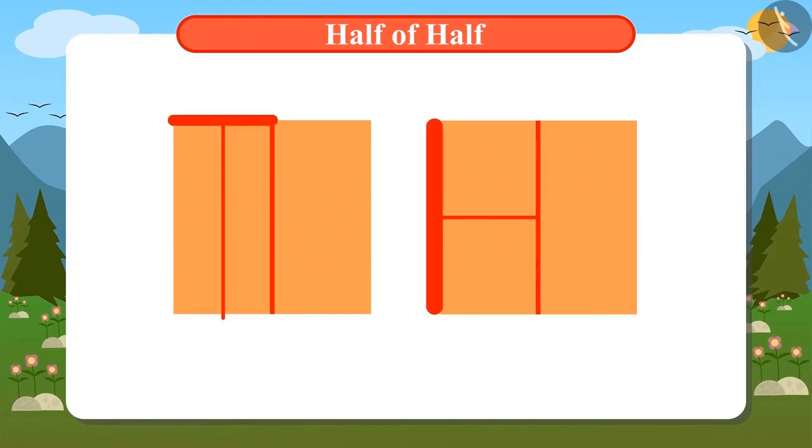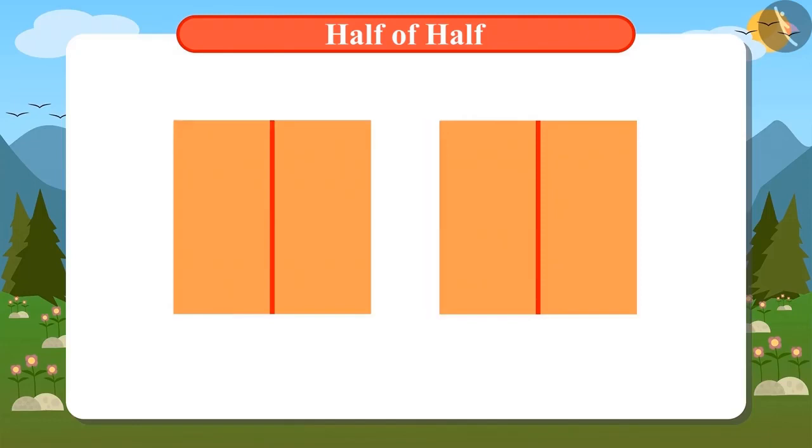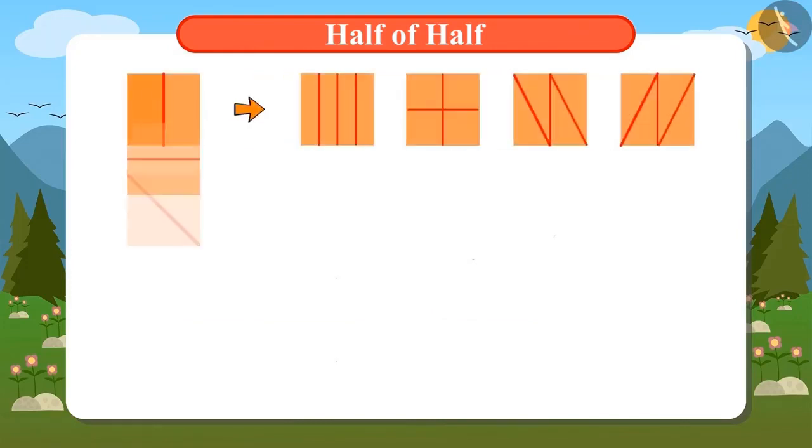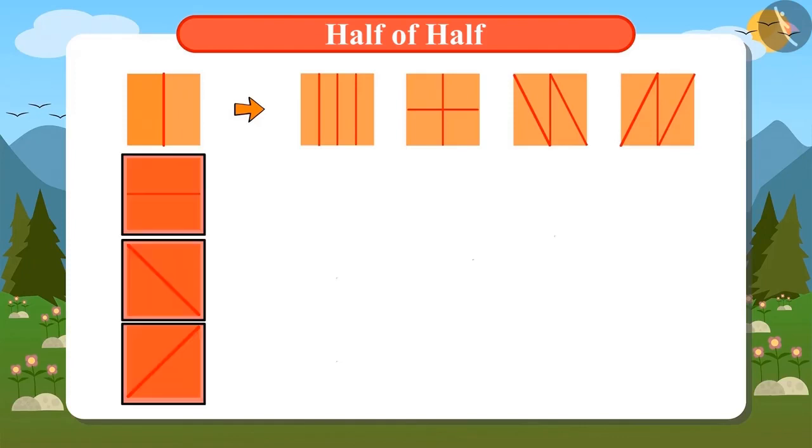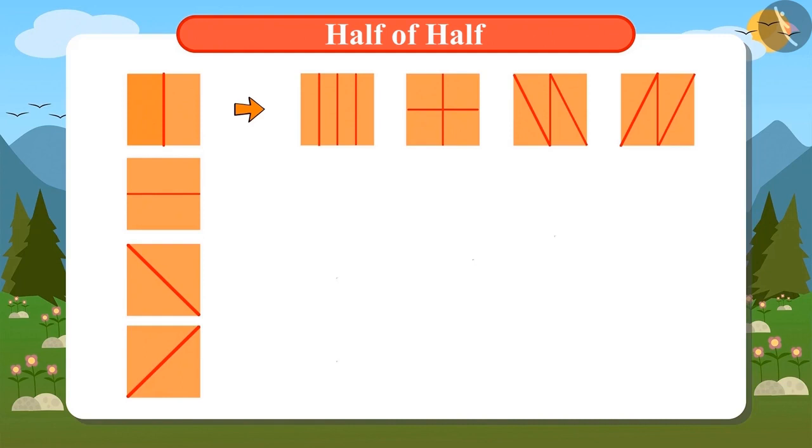I can divide it in 2 more ways. By drawing a line that joins the upper left corner with the lower right corner. And by drawing another line that joins the upper right corner with the lower left corner. Absolutely correct, Vandana. Now, if we observe, these first halves can be divided into 4 parts in different ways. And we have 3 more methods that are divided into halves. And these halves can also be divided into equal parts in many ways.